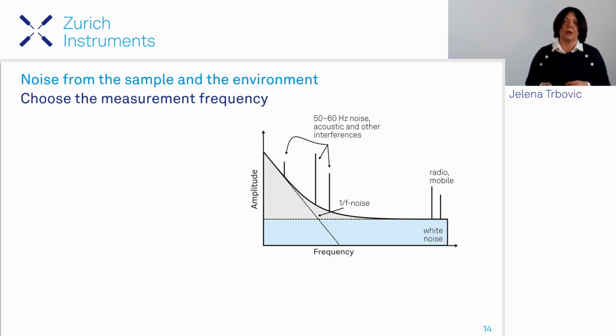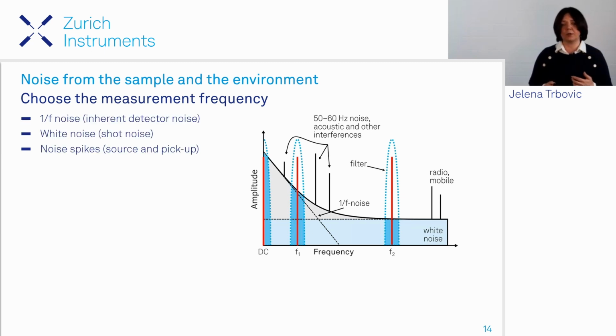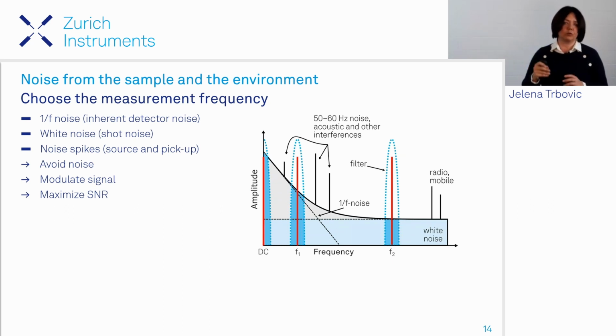So we measure the frequency spectrum of the noise, and of course we are looking at our physical system. We need to choose where it is that we want to do the measurement, and the most important thing is to make sure that the signal to noise ratio is the highest. So we want to avoid the noise, and we also want to modulate the signal in order to choose the best spot for our measurement.